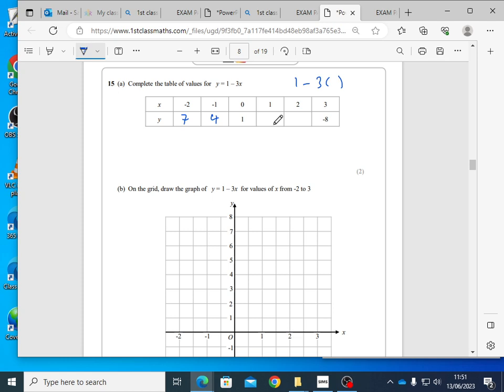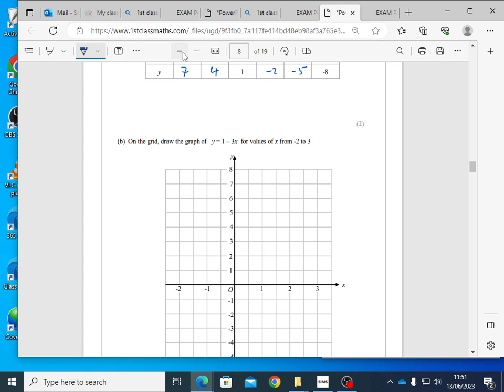Go back, and this time I can get rid of the minus and just put 1 there. That's going to give me minus 2. And already you should see this is going down in threes, so that will be minus 5, then minus 8. But you can double check on your calculator too. Make sure you spot the pattern. That will help you. Because it's going down the same amount each time, it will be a straight line.